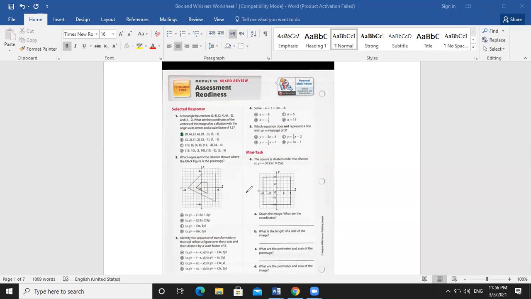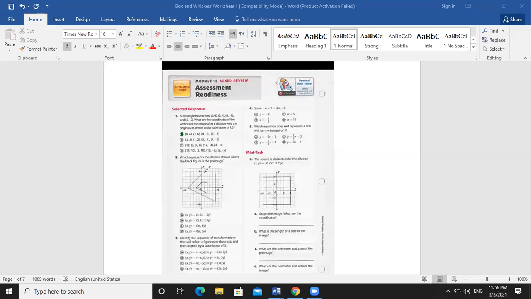Miss, can I say? Yes, go on. Divide the image with the pre-image. Divide what in the image? The coordinates. It could be, right? And the length of the side. It could be, right? Then we can count here. What is the length for the image?